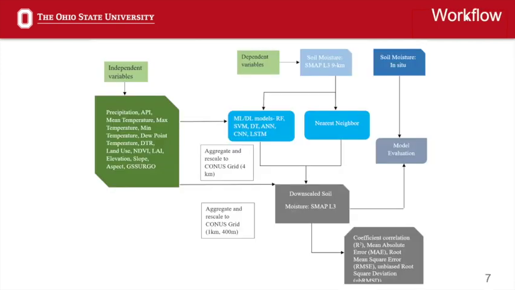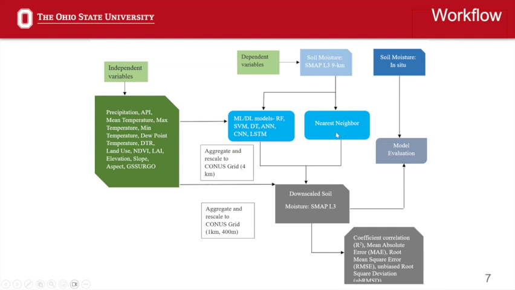Here is a schematic representation of the workflow that I will follow. First, I have some independent ancillary variables: precipitation, antecedent precipitation index, temperature (maximum temperature, minimum temperature, and DTR, the diurnal temperature range), land use, normalized difference vegetation index, leaf area index, elevation, slope, and also the GSAR gridded products. And I have the dependent variables, which are the soil moisture SMAP L3 products, with a spatial resolution of 9 kilometer, and the soil moisture in situ products.